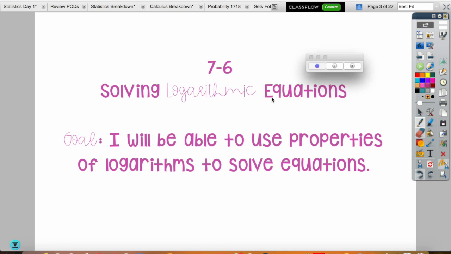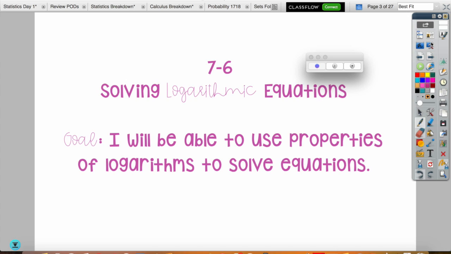Today we are solving logarithmic equations. You guys are going to be able to use the properties that we talked about Monday as well as last week to solve these logarithmic equations, okay? And then we're actually going to use it to relook at some certain exponential equations as well. So, it's pretty simple, straightforward.